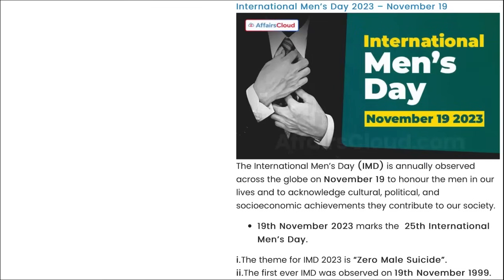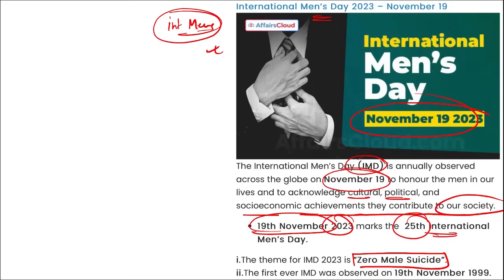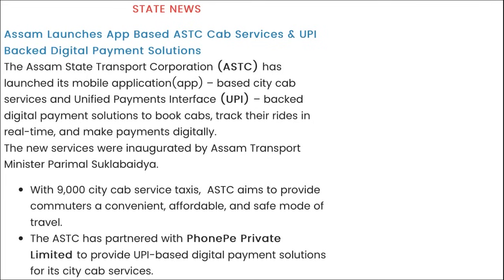Next, International Men's Day. On 19th of November only we observe International Men's Day, right? Do mark this. This is important, can be asked. So International Men's Day is observed on 19th of November, and this is to acknowledge the cultural, political and socio-economic achievements they contribute to our society. And 19th of November in 2023 was the 25th edition of the International Men's Day. Then there is a theme, that is Zero Male Suicide, is the theme for the International Men's Day, and the first ever International Men's Day was observed in 1999.